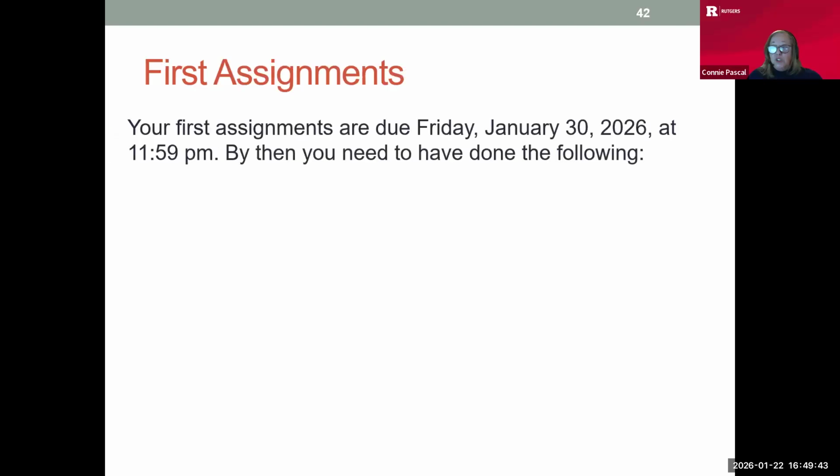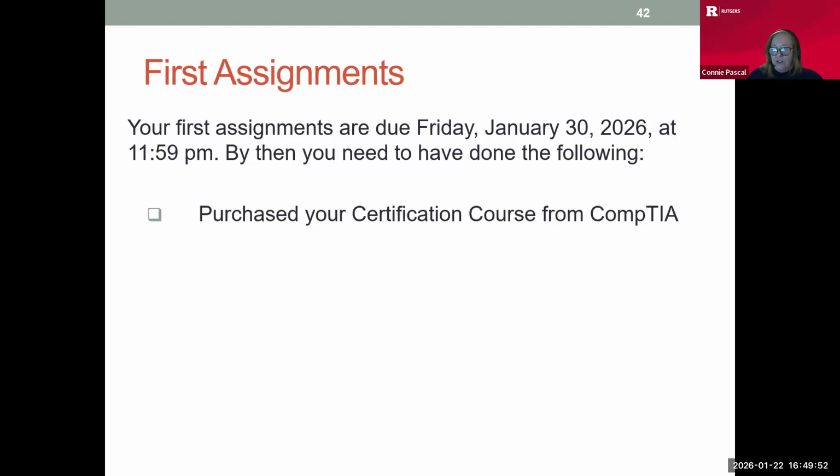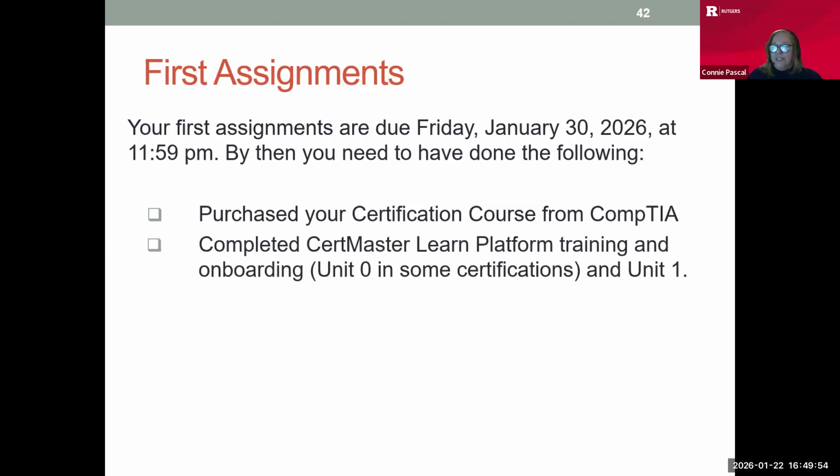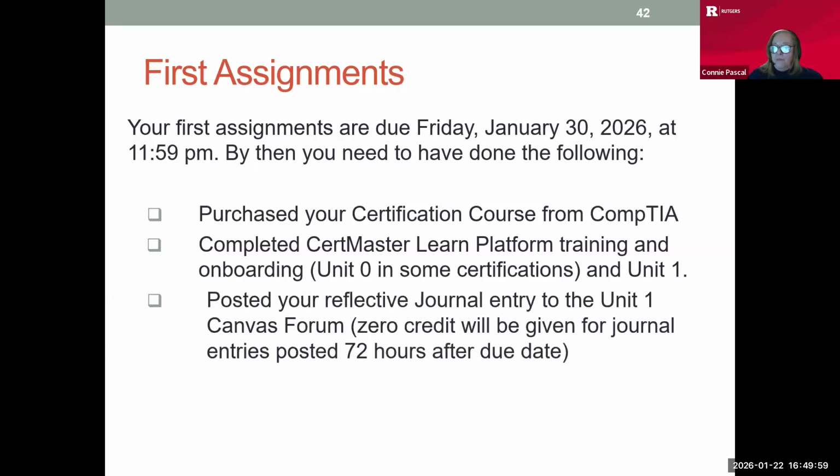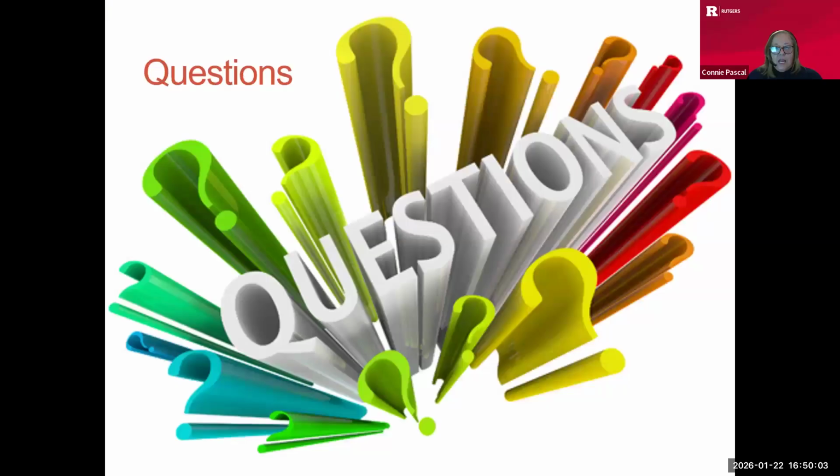So here's your first assignment. Again, it's due next Friday, January 30th. It is a journal reflection, and you need to have the following done by then. You need to have purchased your course and completed usually Unit 0 or Unit 1, and post that journal entry by Monday. And now I'm going to stop sharing and see if we have some questions.